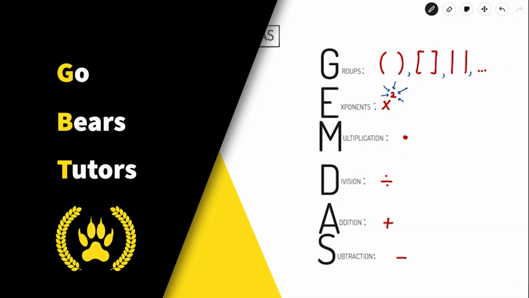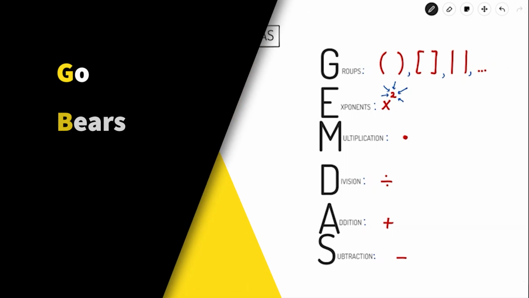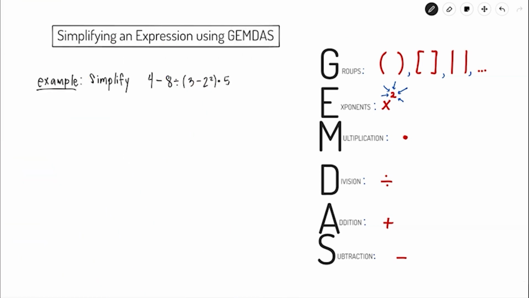Hello everybody! Today we're going to practice simplifying an algebraic expression using GEMDAS. We have an example here written to the left side of the screen. It says to simplify the expression 4 minus 8 divided by the group 3 minus 2 to the second power times 5. So there's a few different operations that we see here.